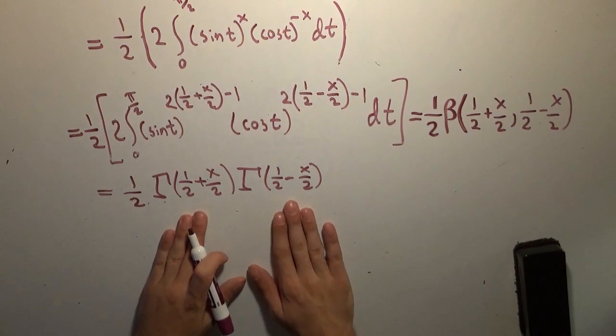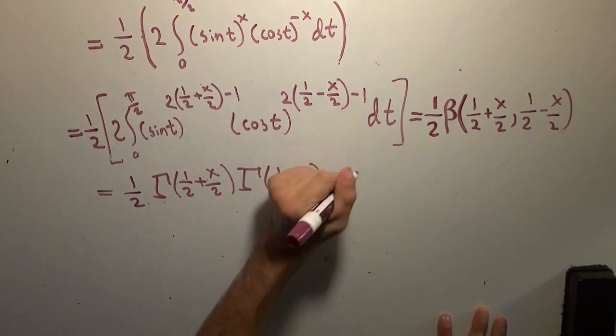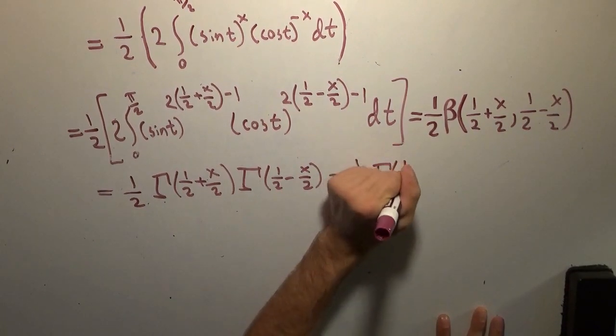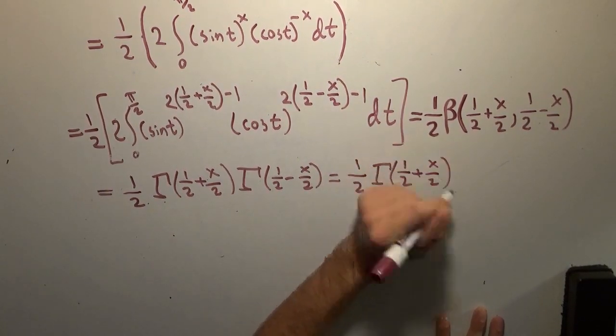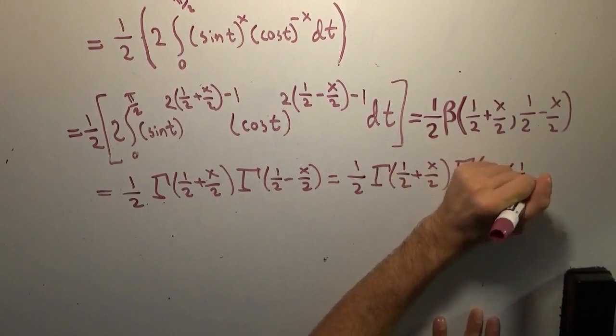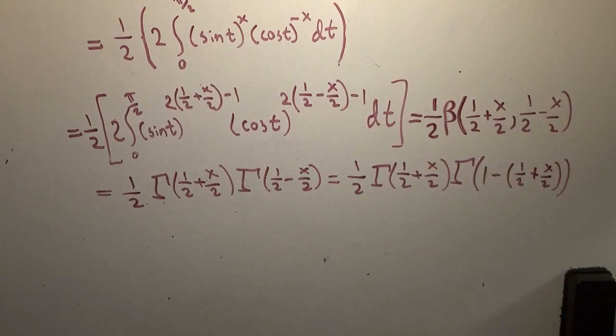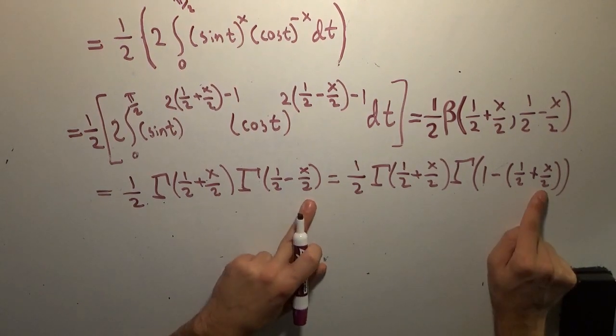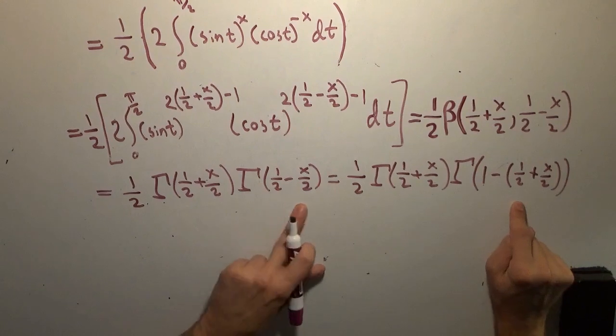But what we can do now is reference a little something. We can write this as 1/2 times the gamma function. We're going to keep this one the same, 1/2 plus x over 2. But we're going to rewrite this one as gamma of 1 minus (1/2 plus x over 2). And the reason I'm doing that is because then I can utilize something called the reflection formula. It looks like gamma of something times gamma of 1 minus that same thing. Let's make sure this is equal. 1 minus 1/2 is 1/2, and then there's the negative x over 2, right? So this input is the same as this input here.